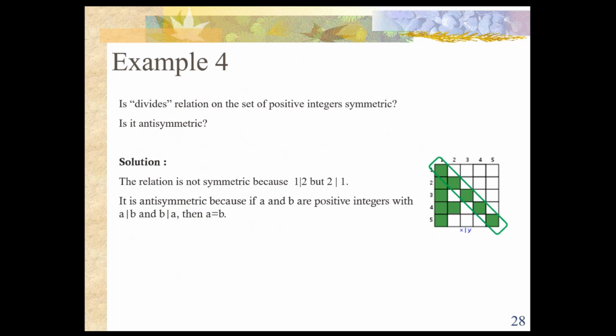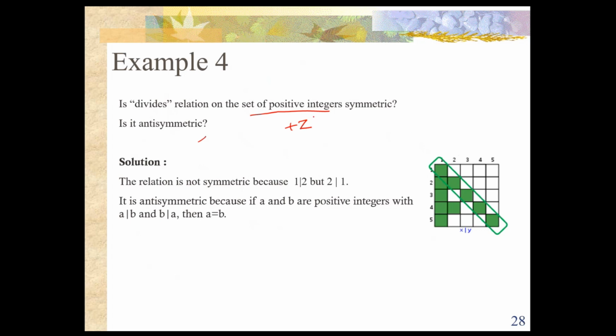Let's discuss this question because this question is a little bit different from previous examples. Example 4 goes as follows. Is the divides relation on the set of positive integers symmetric? So the set of all the positive integers, is it symmetric? All right. Or is it anti-symmetric? Now, one way to analyze this is by drawing the relation matrix.